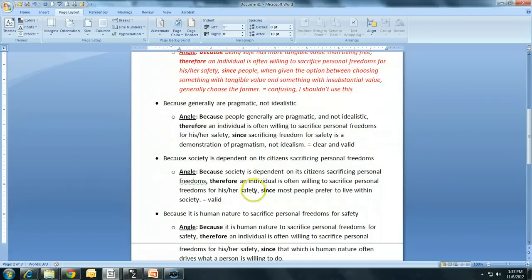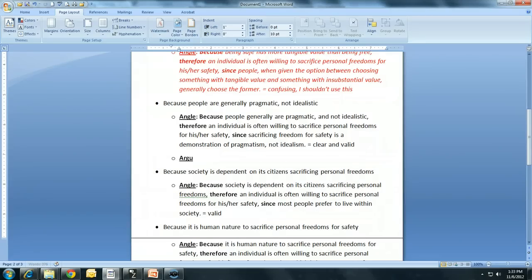Remember, the red ones are the ones we've thrown out already. Here we go. Because people are generally pragmatic. Left out a people in there. So that is my claim. Now let's build an argument out of this.